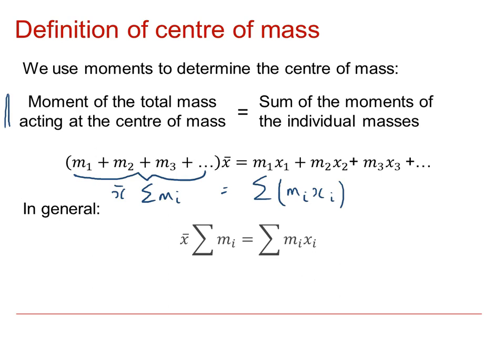Or quite often we'll rearrange that so that x bar is the sum of the moments, that's the masses multiplied by the distances from the axis, divided by the sum of the masses, in other words, the total mass of the object.